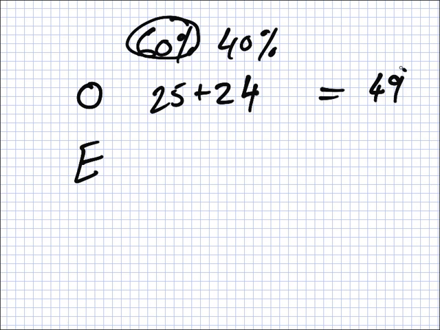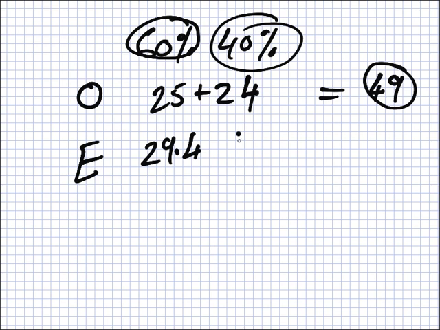So what's 60%? 29.4. Okay, and what's 40%? 19.6. That's looking pretty significantly different to me, isn't it? Okay. Let's calculate the chi-squared.